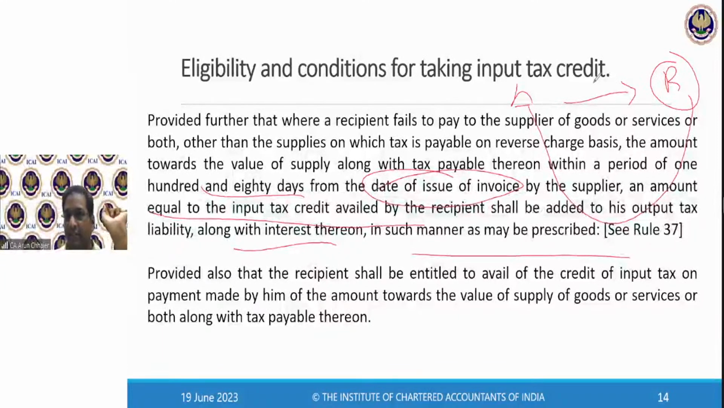A supplied goods to B on 1st January, and B took the ITC. Now if B does not make the payment for 180 days, then B will reverse the ITC along with interest. Whenever in future B makes the payment to A, he can reclaim that ITC, but interest would be the loss.